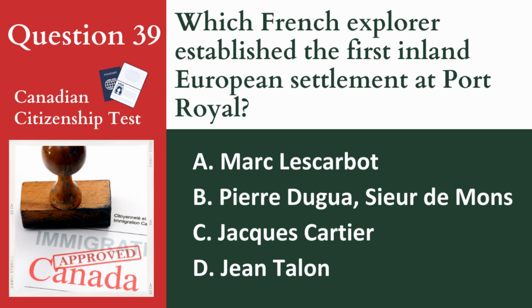Question 39. Which French explorer established the first inland European settlement at Port Royal? A. Marc Lescarbot. B. Pierre Dugas, Sieur de Mons. C. Jacques Cartier. D. Jean Talon. Answer B. Pierre Dugas, Sieur de Mons. In 1605, he established the settlement of Port Royal in the Acadia region, which is now part of Nova Scotia.